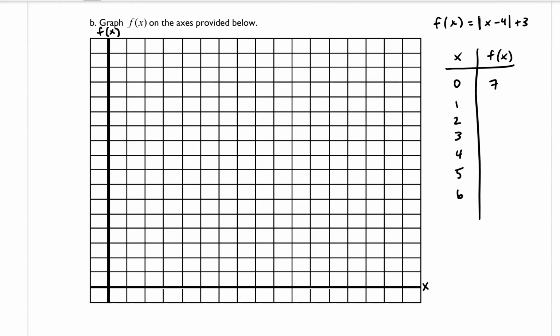So 1, 2, 3, 4, 5, 6, 7. I'm going to use a different color. 1, 2, 3, 4, 5, 6, 7. So I'll plot a point right there. And then I will go ahead and plot those other points that I have. So basically what I'm getting out of my graph is this V-shaped graph. And it goes on forever in both directions. So our graph is going to look something like that. So that's what we are looking for as far as part B. Let's go ahead and move on to the next segment.